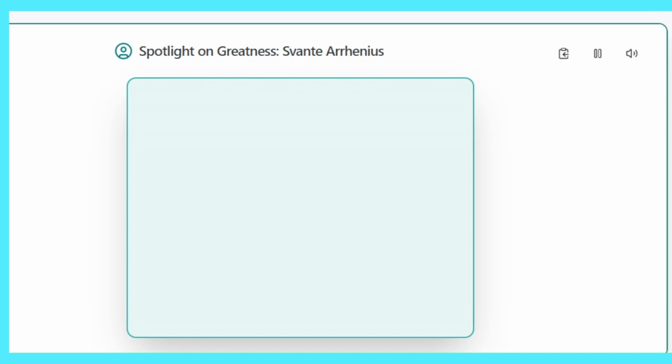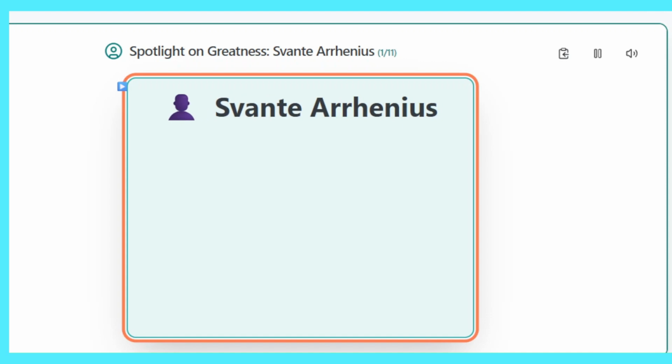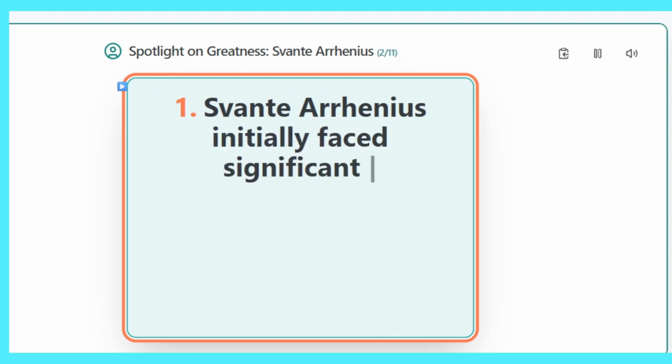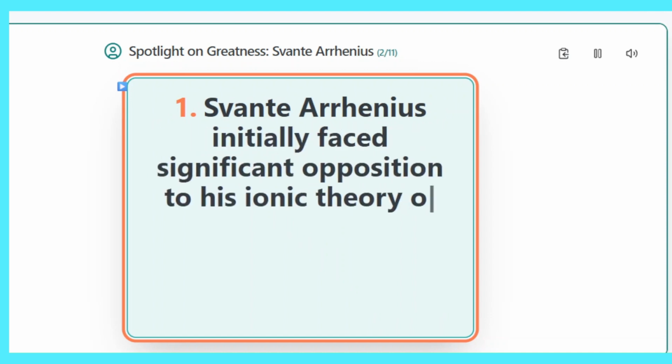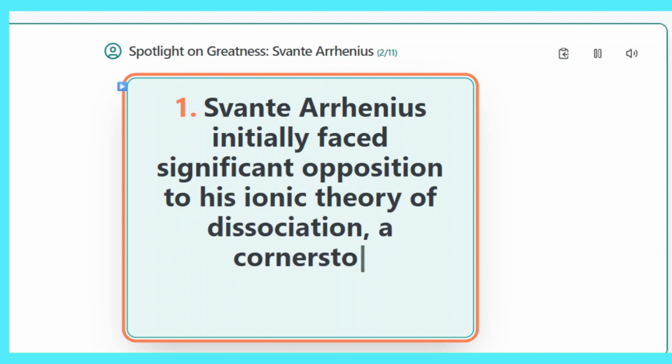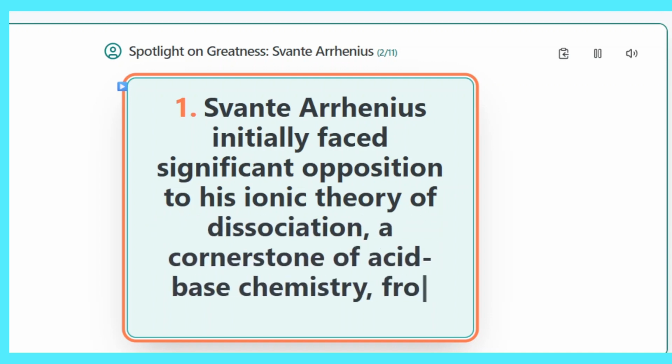Now starting, spotlight on greatness. Spotlight on greatness. Svante Arrhenius. Svante Arrhenius initially faced significant opposition to his ionic theory of dissociation, a cornerstone of acid-base chemistry, from the scientific community.